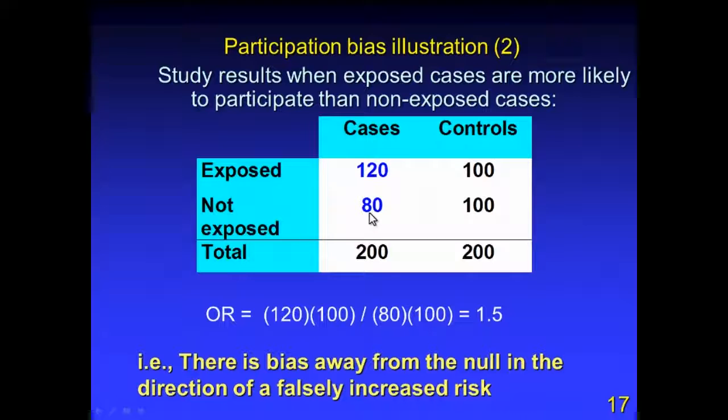So instead of that 100 and 100, we might get more exposed cases. The totals in our study will remain the same. We recruit 200 cases and 200 controls, and when we reach our 200, we stop recruiting. But because of the higher participation rate among the exposed cases, we end up with more of them. And then the impact of that, when you calculate the odds ratio, is an odds ratio of 1.5 as opposed to the null value. So in other words, there's bias away from the null, in the direction of a falsely increased risk. This is a hypothetical thing, at least, that can happen.